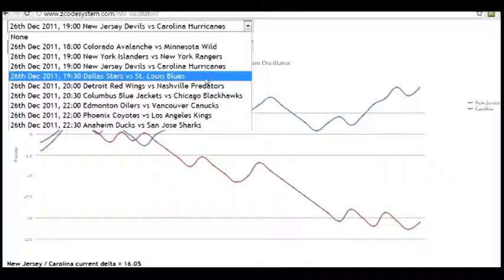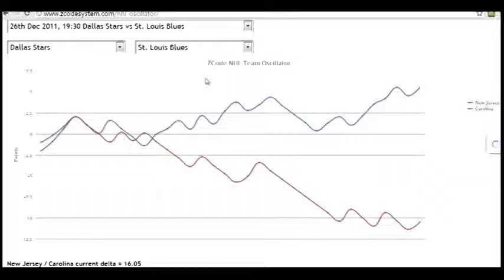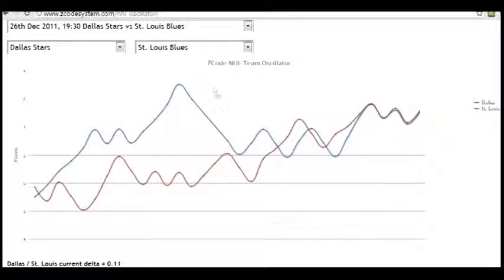The next game is the Dallas Stars versus the St. Louis Blues. Oh, and this is actually pretty funny. As you can see, both of the lines go together and both teams are perfectly matched, which means this is a clear sign that we are going to have a really tight, close game with a possible score of 2-3 or 1-2, something like that.